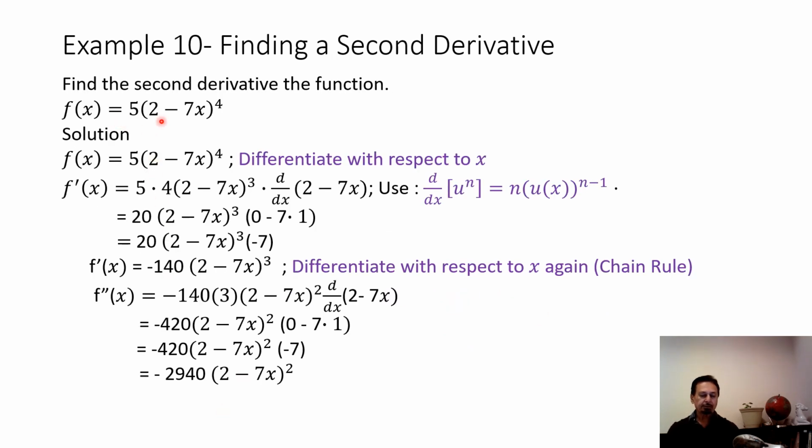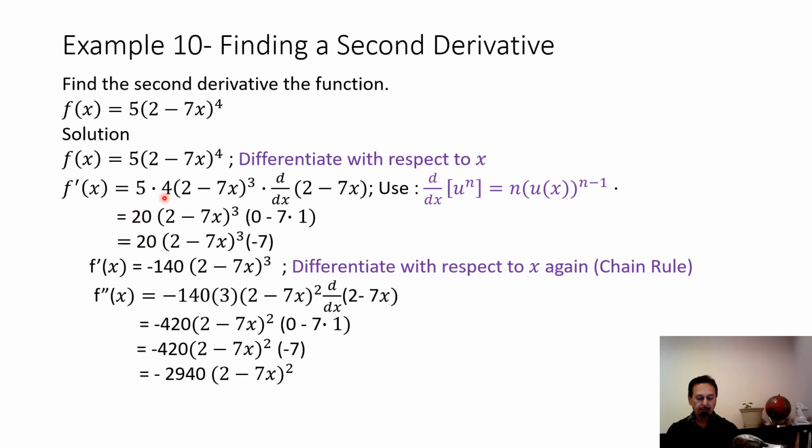So let's find the second derivative of f of x equals 5 times 2 minus 7x to the power 4. So start with f of x equals 5 times 2 minus 7x to the power 4. Differentiate with respect to x. So f of x becomes f prime of x. Write 5 and bring the power 4 down, multiply with the 5. 2 minus 7x. Now 4 reduces to 3. Multiply with d over dx of 2 minus 7x. So we are using the generalized power rule.